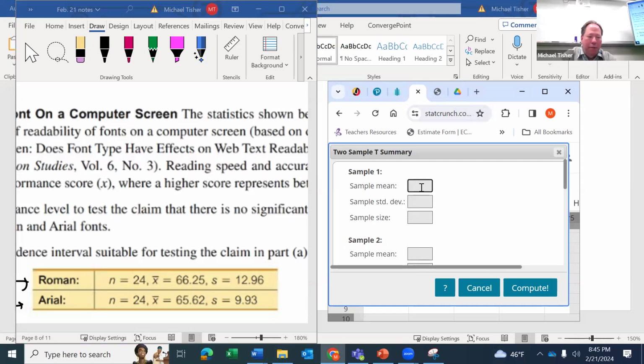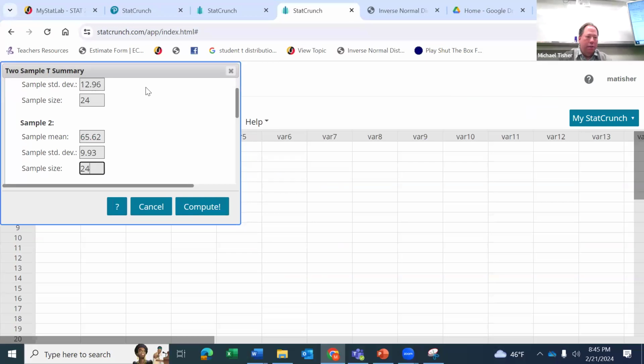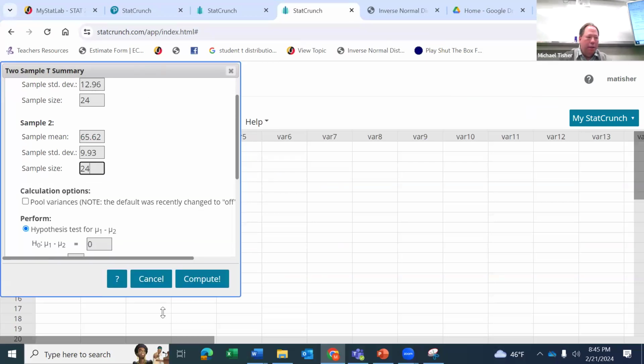Okay, maybe I'm gonna put the mean in first, 66.25, and sample standard deviation 12.96, and sample size is 24. Right? And then sample two. That's the Arial. So sample two mean is 65.62. Sample standard deviation is 9.93. And sample size is 24. Right? Okay, I'll let you see that so you can enter it in.